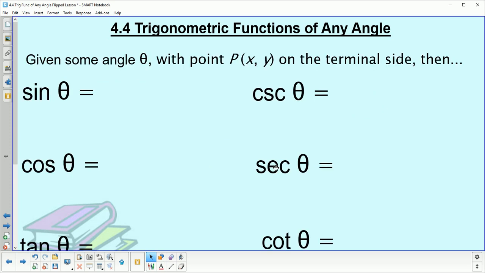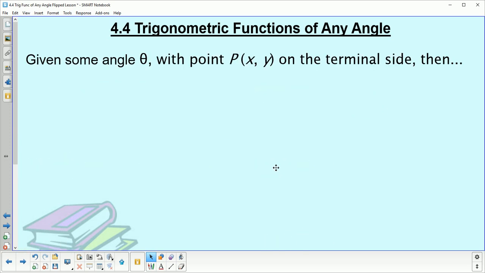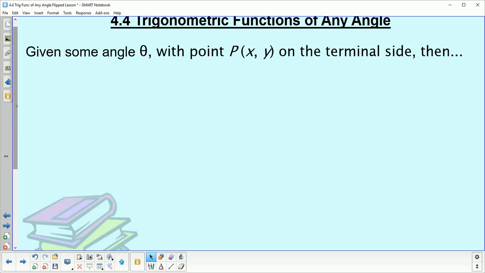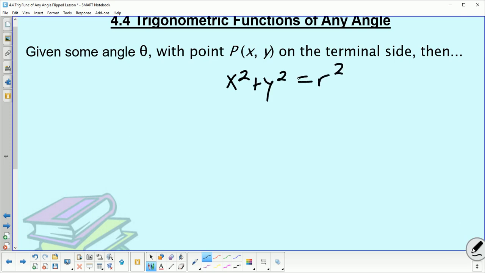Okay, so the first thing we need to talk about, since our radius is no longer 1, is how to find our radius. We're going to have some point (x, y), and to find our radius, we say x squared plus y squared equals r squared. So when you're given a point, you plug in x and y, solve, and that will give you r.